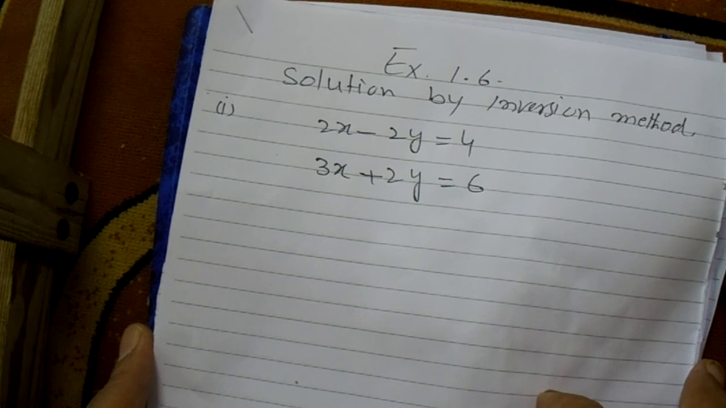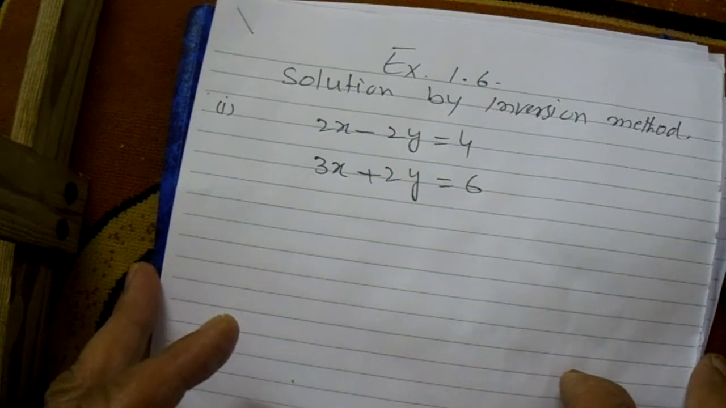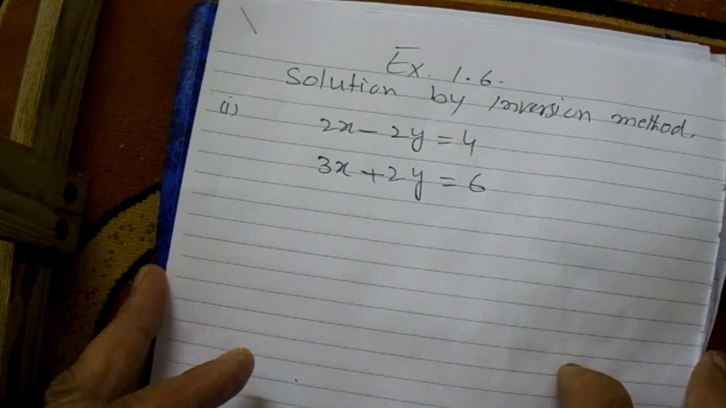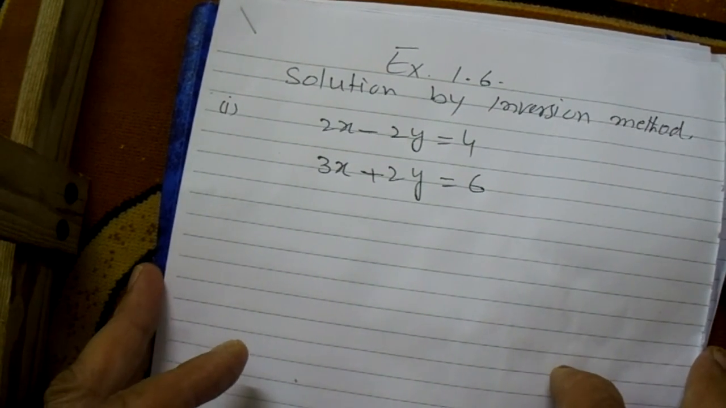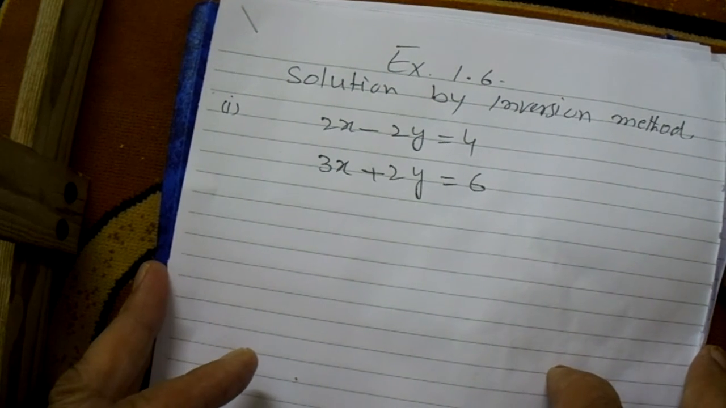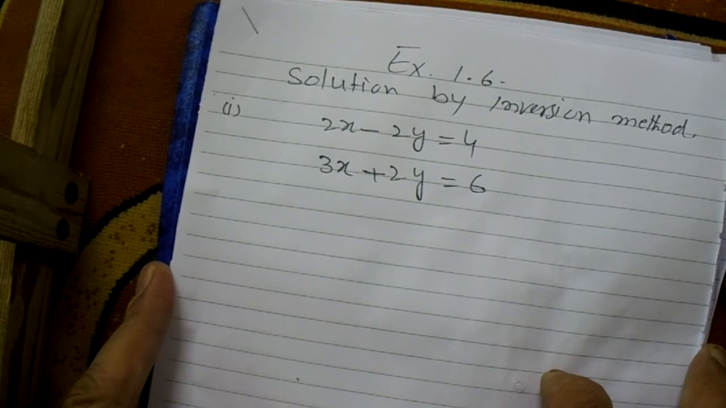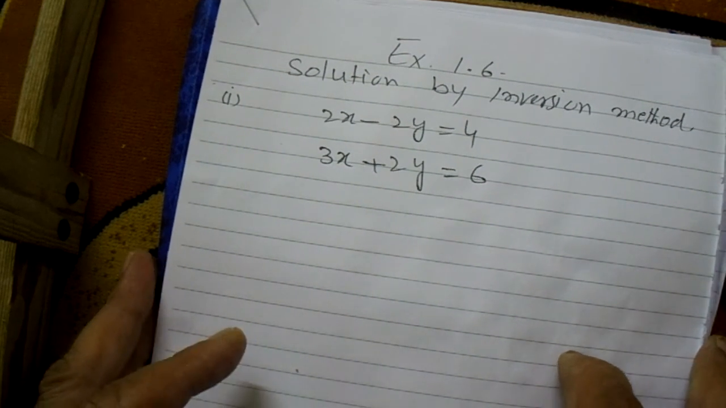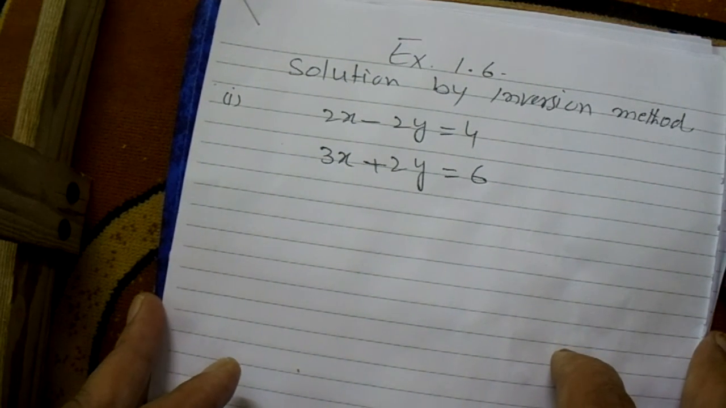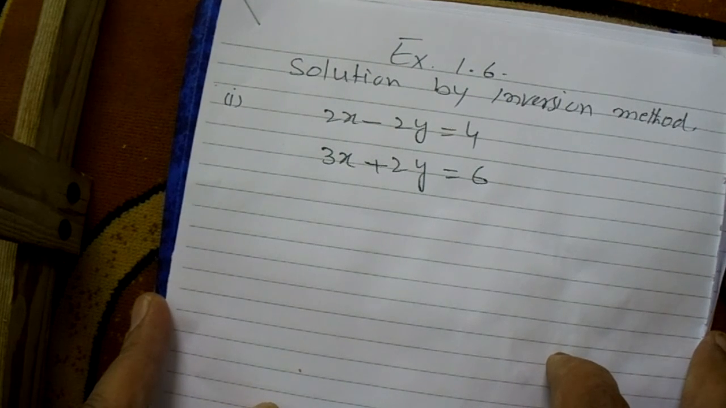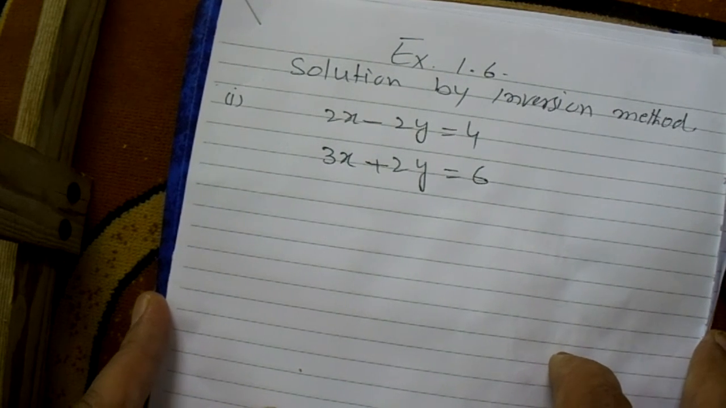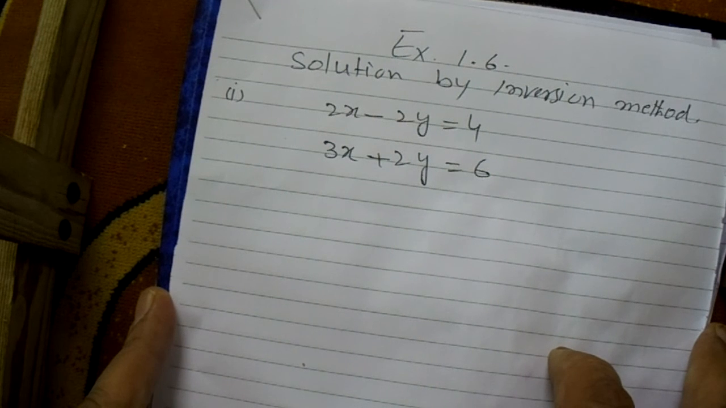Dear students, we start exercise 1.6. This exercise is very important from the examination point of view. In exercise 1.6 we will solve linear equations with two variables. Now there are two methods to solve these equations. One is the inversion method and the second is Cramer's rule. We will apply both methods to solve these equations.